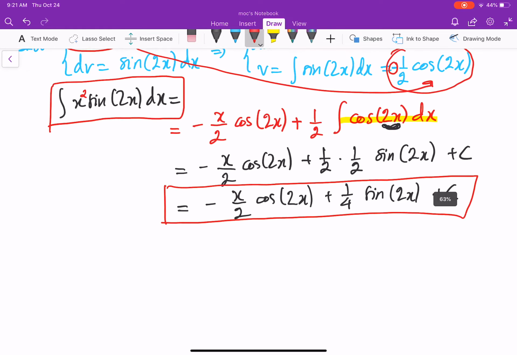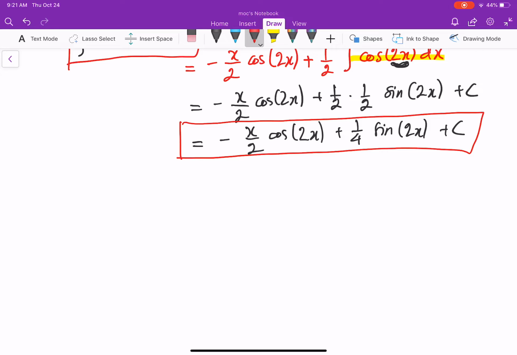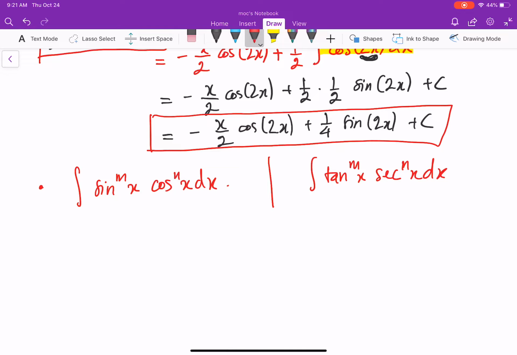Now I would like to show you how to do trig substitution. We have 2 standard forms in here. The first kind of problem is the integral of sine to the m of x and cosine to the n of x dx. Another one is the integral of tangent to the m of x and secant to the n of x dx. The reason we have such a combination is that we have this identity.